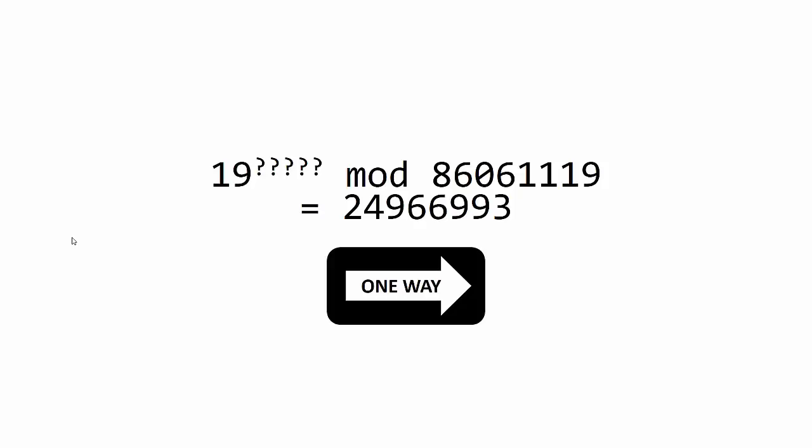And again, just like with the prime numbers, we're not going to be dealing with very small numbers like 3 and 17. We might be doing something like 19 raised to some power mod 86061119, which is going to give this other big number. So all we're going to do is transmit that final number, and it's going to be really hard to deduce what the original number that we raised 19 to the power of is. In this case, it was the number 12345.